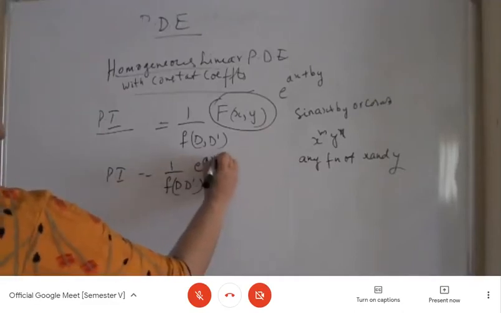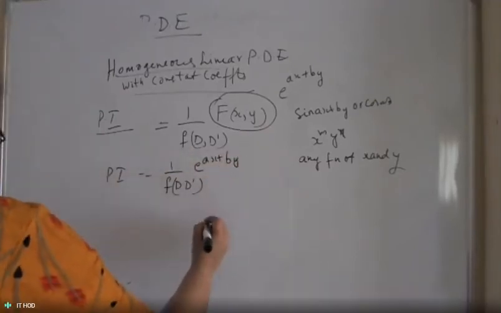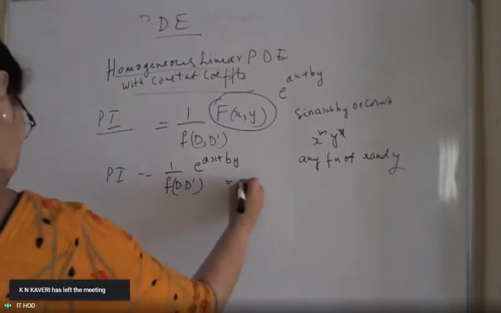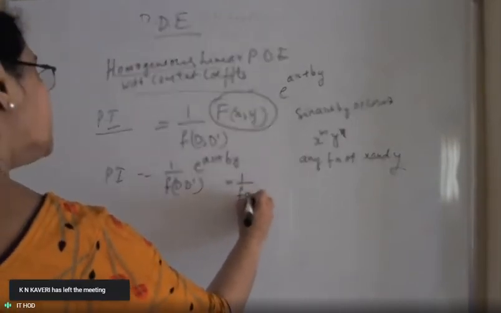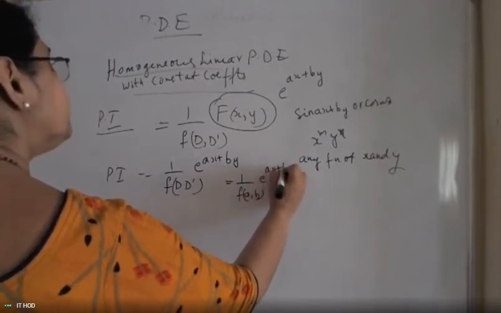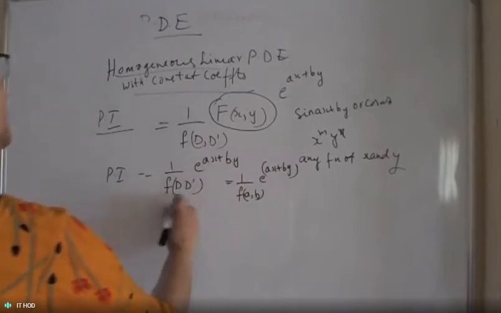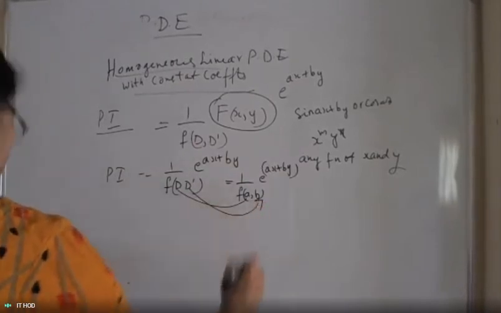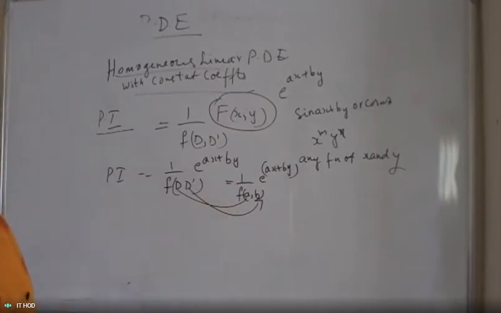raised to ax plus by. So that is equal to 1 by f of ab into e raised to ax plus by. So what we are doing, D will change to a and D dash will change to b. Okay, D will change to a and D dash will change to b. Let me check.